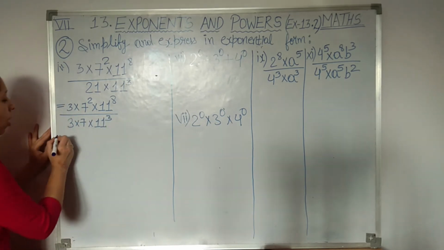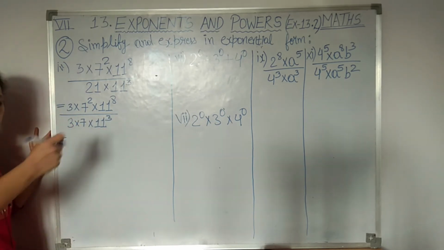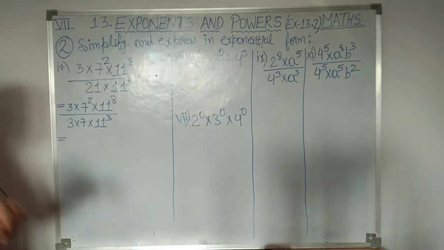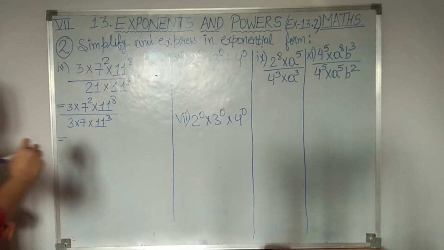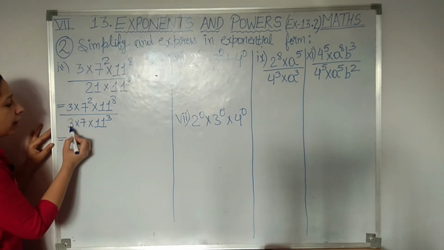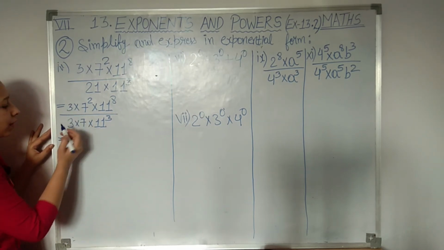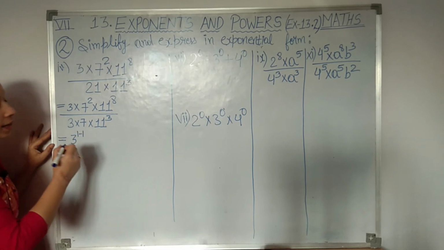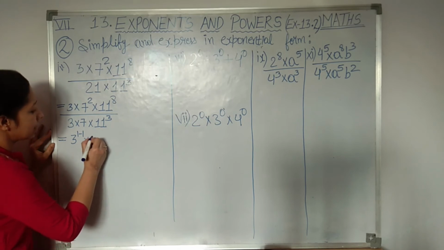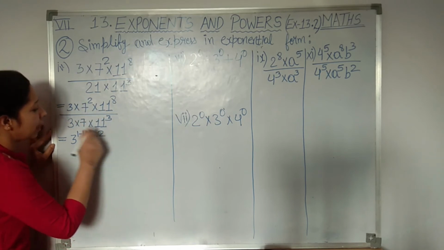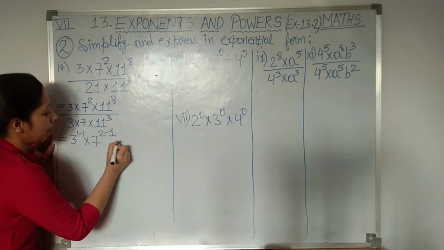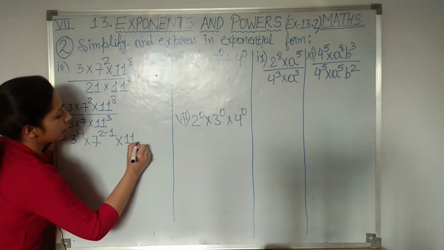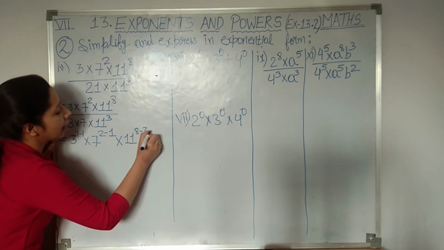Clear, students? Now again collect the like terms or apply the laws. So here I can see 3 and 3 are in division. One is there as power. So I may write 3 raised to 1 minus 1. Then again 7 square, and here nothing is given, so 1. Then again 11 raised to the power 8, 11 raised to the power 3, which can be written as 11 raised to the power 8 minus 3.